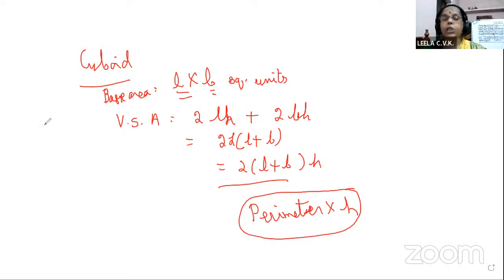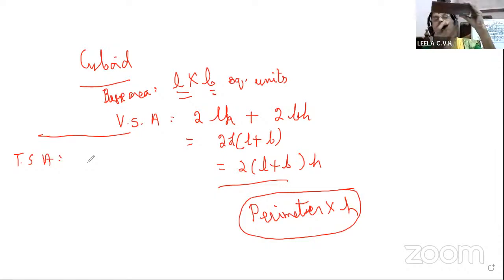Now we will see total surface area, TSA. Okay, TSA is equal to total surface area. In the case of this cuboid, we have seen here one area, here also one area, top area. This is bottom area, top area. So what about this area? This is L into B. Like this, 2 are there. So base area plus top area, it is 2 into LB.